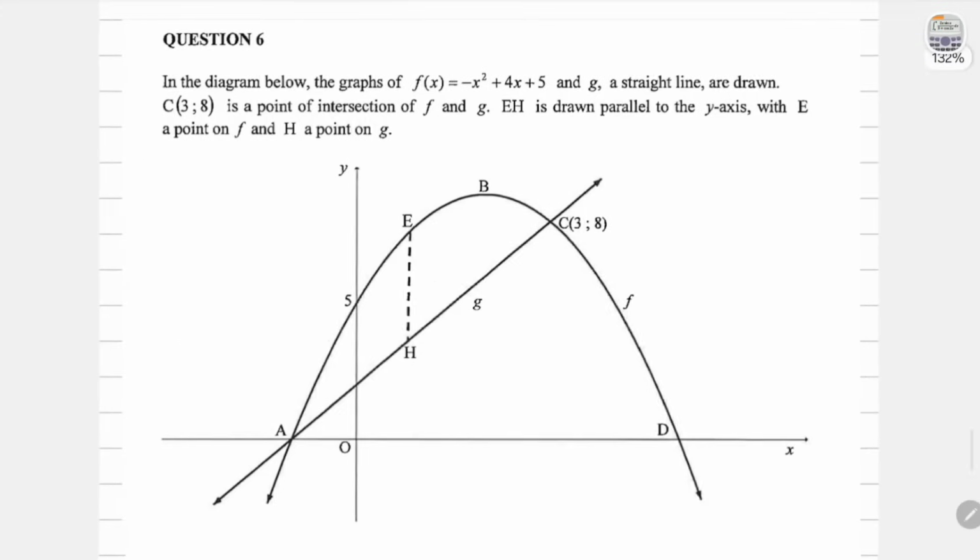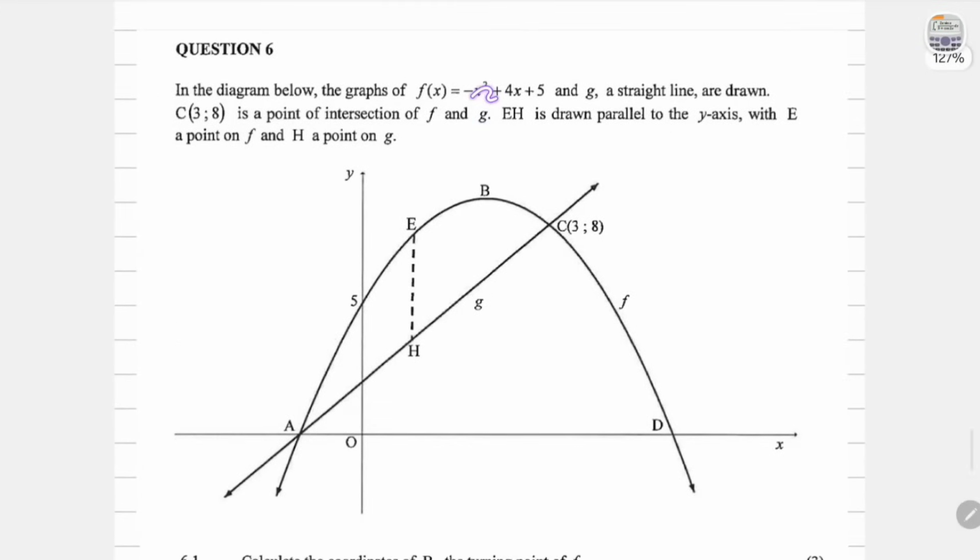Question 6 says, in the diagram below, the graphs f of x, which is equal to that, and g, a straight line, are drawn. So we have a parabola and a straight line. C, which is (3, 8), is a point of intersection of f and g, as we can see. EH is drawn parallel to the y-axis. So it is a vertical line with E a point on f and H a point on g.